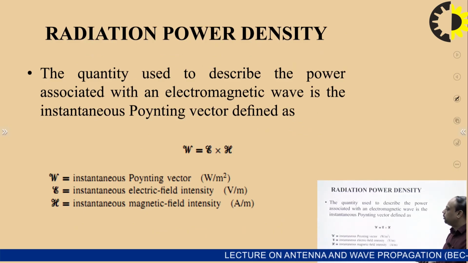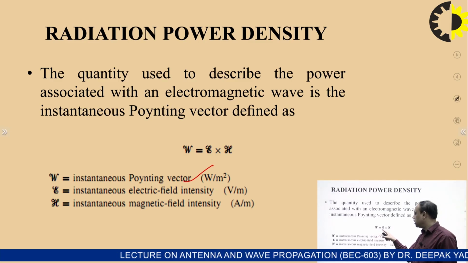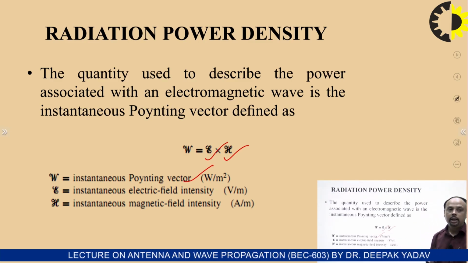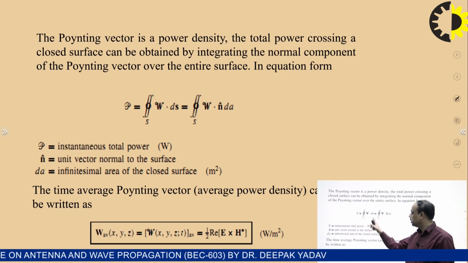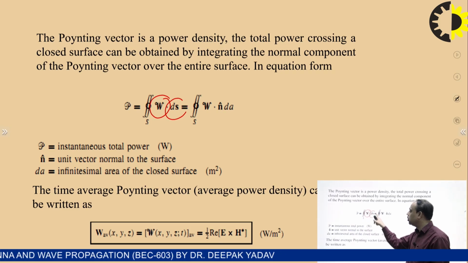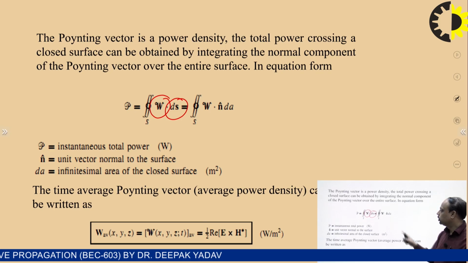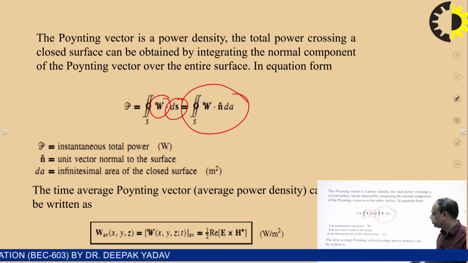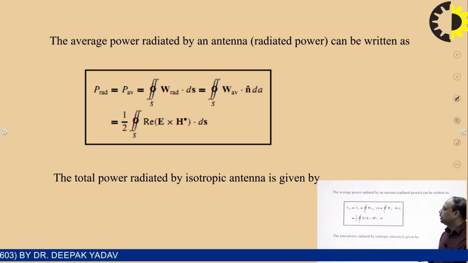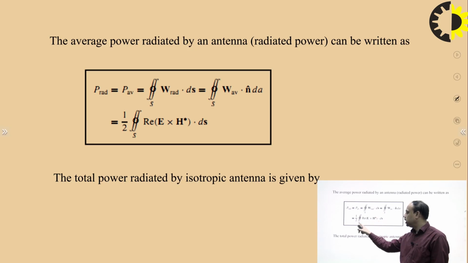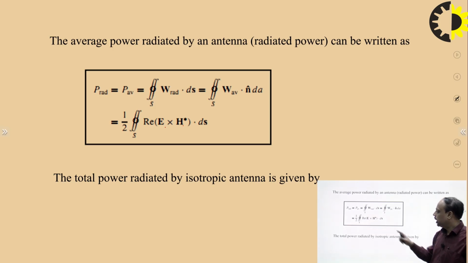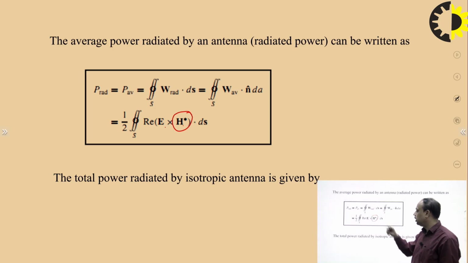The total radiated power we can calculate by the Poynting vector. Poynting vector is nothing but the electric field multiplied by the magnetic field. So the total power is the power density in watts per unit area times the differential surface dS. In terms of the electric field, it is the real part of E cross H star, where E is the electric field and H star is the complex conjugate of the magnetic field, integrated over dS.